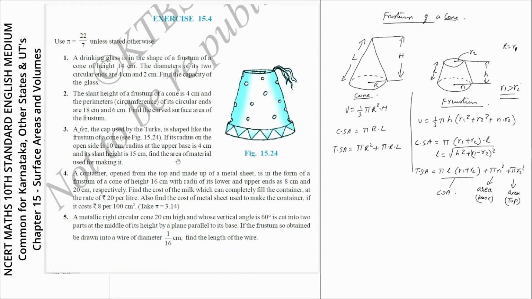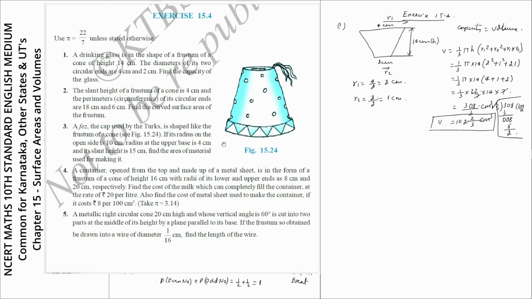Now exercise 15.4, question number 1. A drinking glass is in the shape of a frustum of a cone of height 14 cm. The diameters of its two circular ends are 4 cm and 2 cm. Find the capacity of the glass.